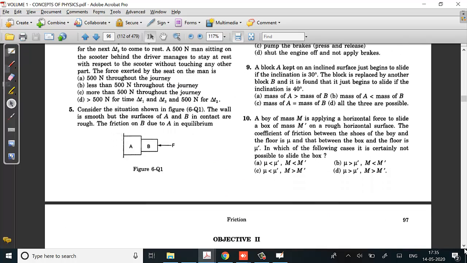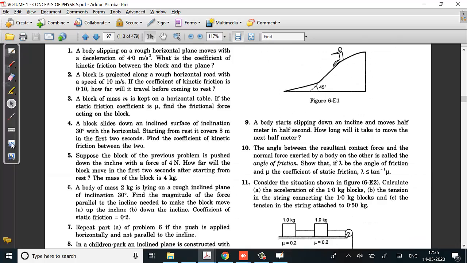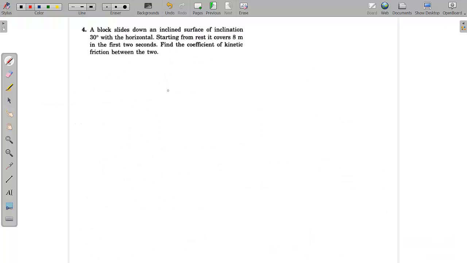So we'll see a few questions. Let's start with a simple one. There is an inclined plane. The angle is 30 degrees. The block is already moving. The question is: starting from rest, it has covered 8 meters in the first 2 seconds. So the block has moved 8 meters and the time taken is 2 seconds.